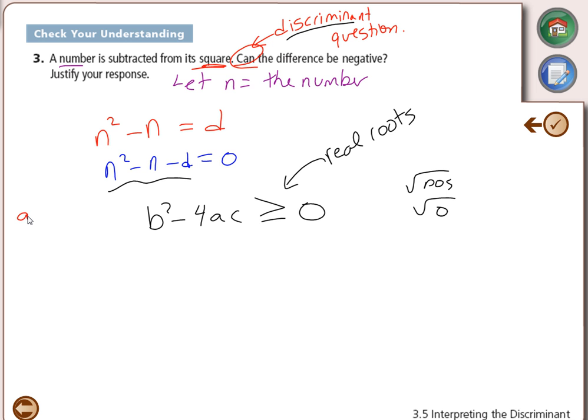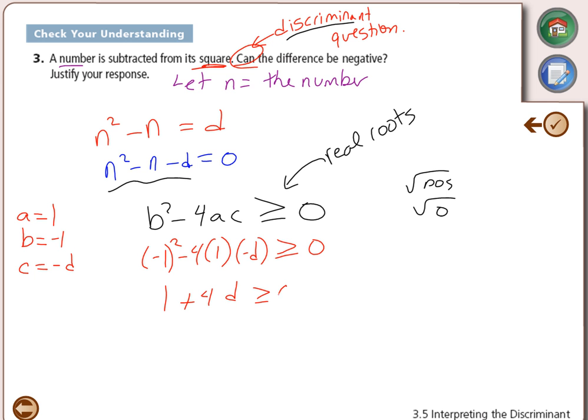So our a value here is 1. Our b value is negative 1. Our c value is negative d. And let's fill it in. We got negative 1 squared minus 4 times 1 times negative d greater than or equal to 0. 1 plus 4d greater than or equal to 0. Let's subtract over that 1. So 4d greater than or equal to negative 1. And now I divide by 4. Don't have to flip the sign. Not dividing by a negative. d greater than or equal to negative 1/4.